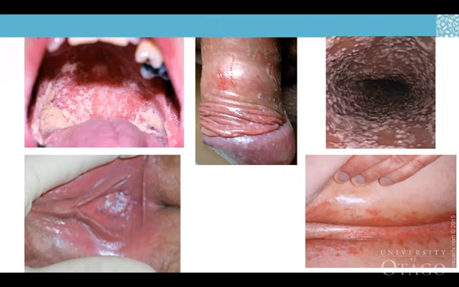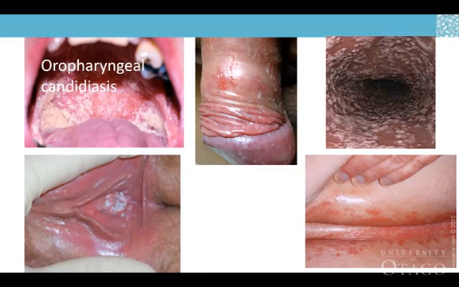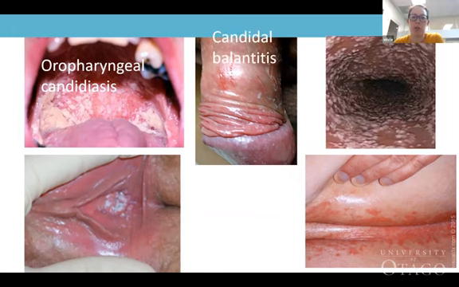Mucocutaneous. Yeah, so it's the mouth, so oropharyngeal. Bottom left. Vulval or vaginal? Yep. Oops, somehow we're going across the top. Okay, good reminder for myself. So this is a candidal balanitis, so involving the foreskin and groin area. So top right.